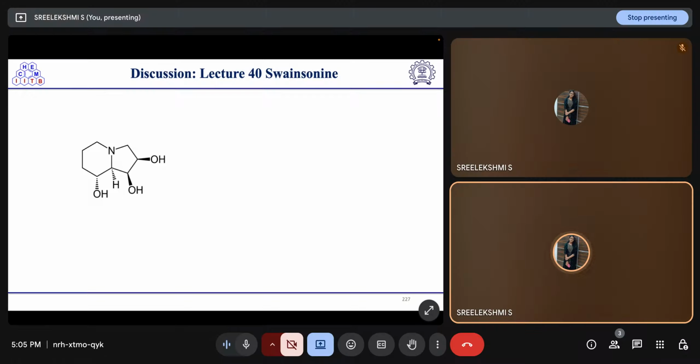anisopliae. It has three hydroxyl groups and is an indolizidine alkaloid. That is the biological activity: it is a mannosidase inhibitor as well as an anti-cancer drug. Other mannosidase inhibitors include homoalexine, homoaustraline, alexine, and australine.